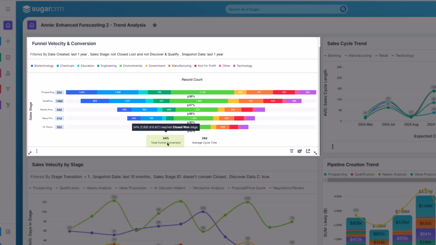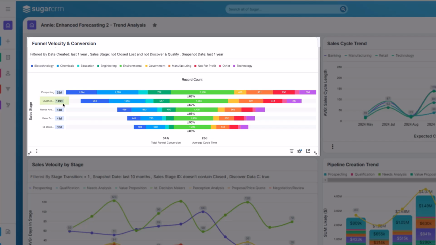And on the right, we have average cycle time. This equals the average cycle length in days for closed-won opportunities from the date they were created to the expected close date. In this scenario, all the opportunities that reached the final stage, meaning closed-won, regardless of where they started, spent an average of 28 days in the sales funnel. Looking at this report, I can see all records that were created in the past year that are in or have been in the qualification stage have spent an average of 149 days within that stage.